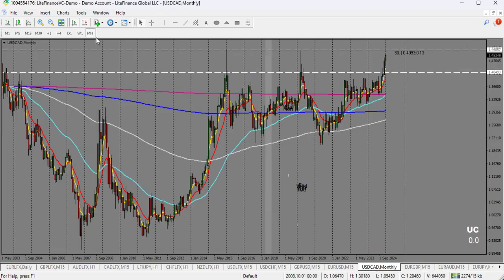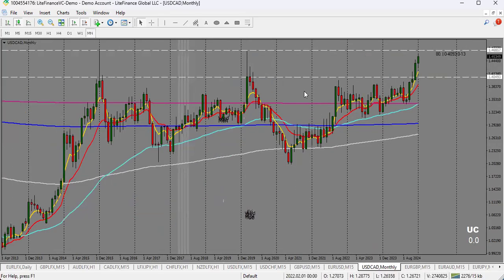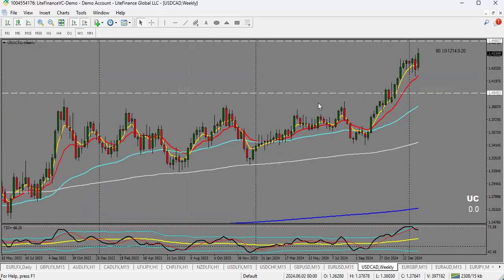You can see here, price did break this area of resistance, and now it has become a support. Price is now moving up, finding the next area of resistance, which is at this level here. So this is a bullish market structure. This means the market is still bullish based on the monthly time frame.